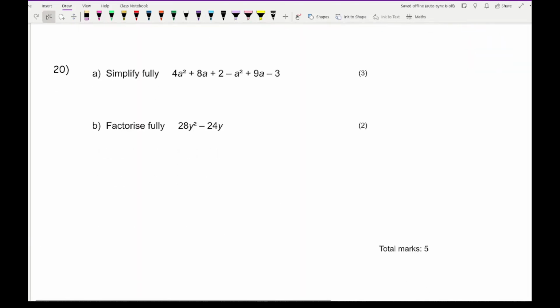Then moving on to question 20, it says simplify fully 4a squared plus 8a plus 2 minus a squared plus 9a minus 3. So for this, what I need to do is look at the like terms. I start off looking at the a squared. So I've got 4a squared minus 1a squared, which leaves me with 3a squared. I then look at the a's, in which I've got plus 8 plus 9, which is plus 17a. And then I look at the constants, the numbers, and I've got 2 minus 3, which is minus 1.